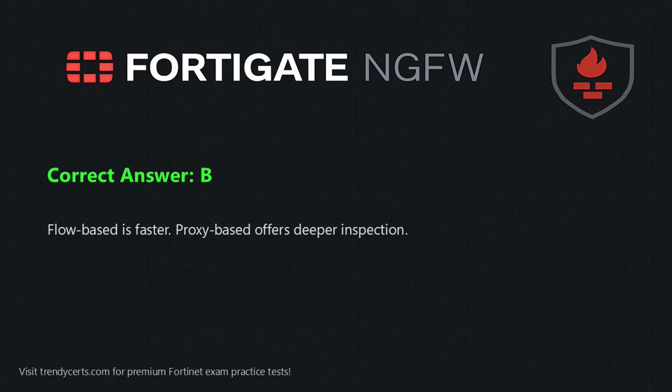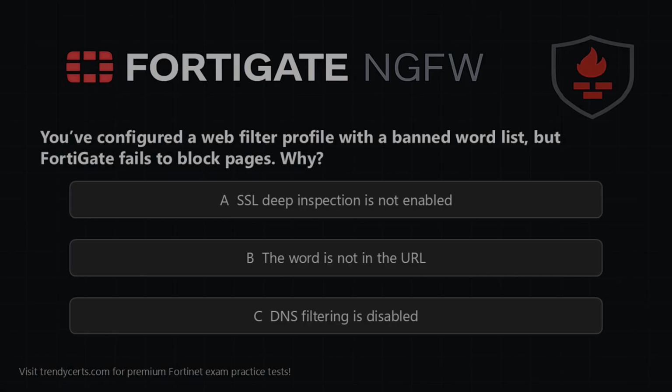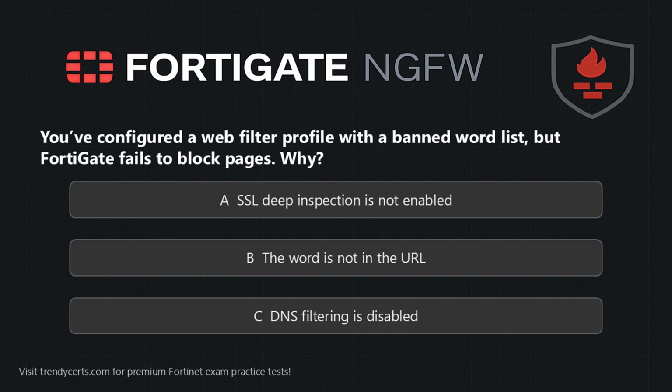FortiGate offers two inspection modes to handle traffic analysis. Flow-based mode prioritizes speed and performance, while proxy-based mode enables deeper inspection and full content scanning. You've configured a web filter profile with a banned word list, but FortiGate fails to block pages containing those words. What is the most likely reason?